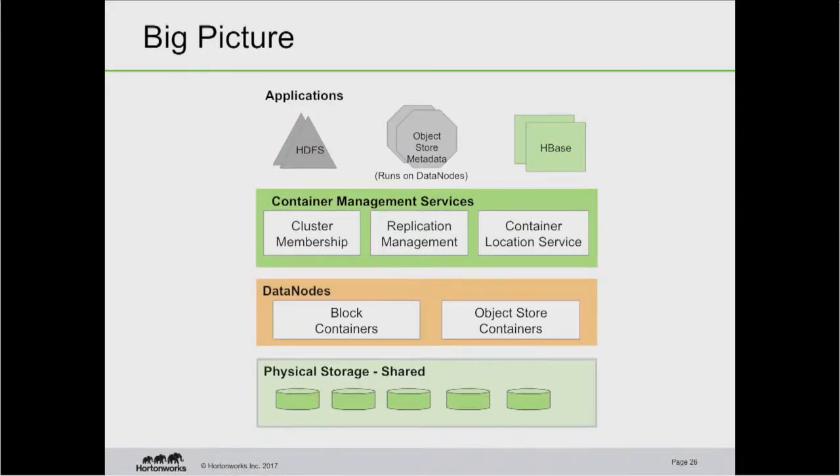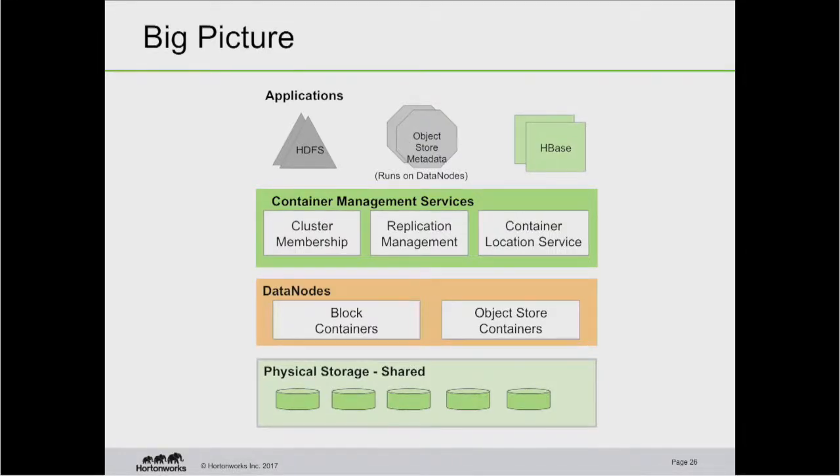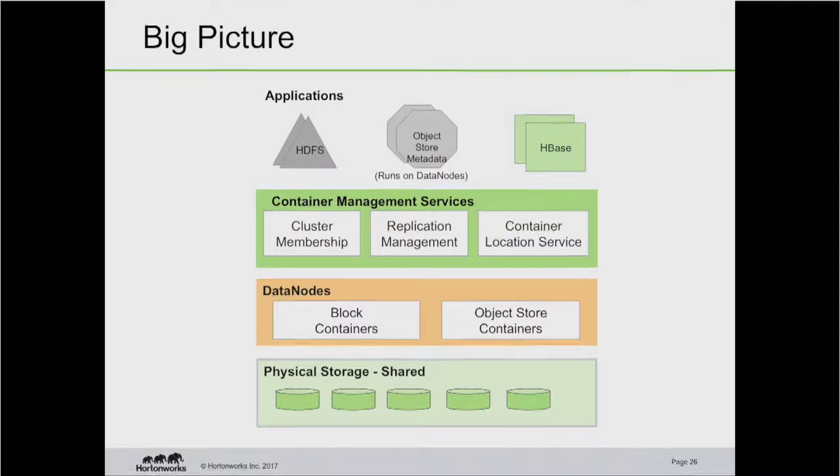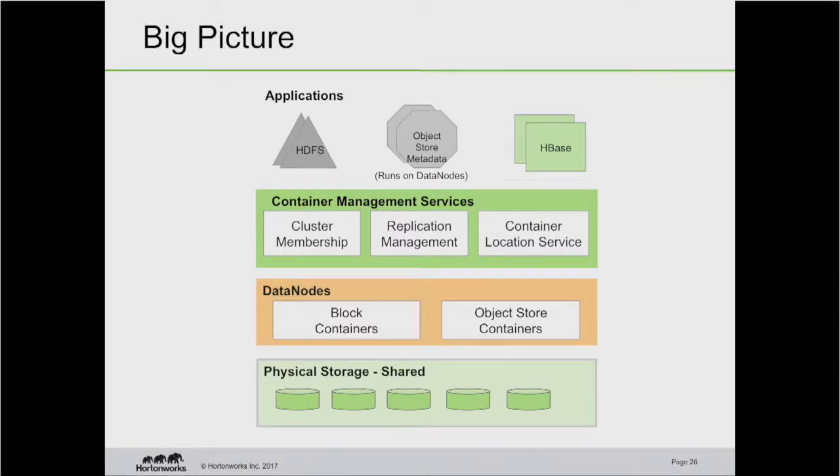OK, this is the big picture after we put partial namespace in memory and the storage container architecture together. So we have the physical storage underneath. And on top, we have all the data nodes with block containers, or say the storage containers. And we have the KSM and SCM as the container management services.